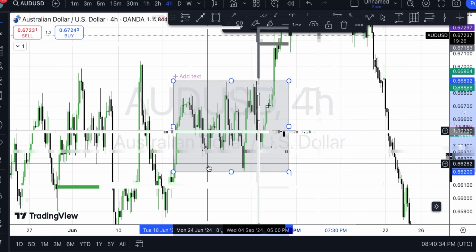So the third one is a descending channel, which slopes downward with a resistance line above and a support line below. The next one, a horizontal channel, has parallel horizontal lines, indicating a lack of clear trend. Channels help confirm trends, provide trading opportunities, and identify potential breakouts.